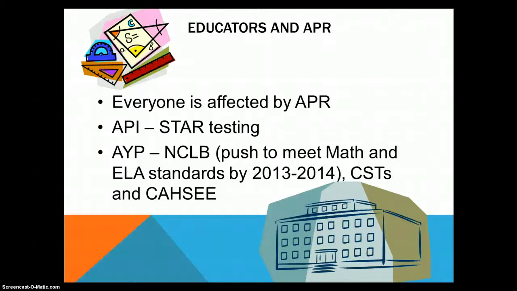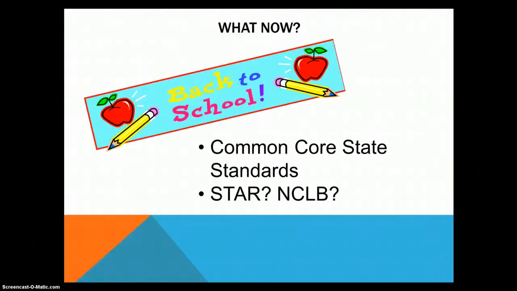Then you have the CSTs and the CASI, which are also sort of a federal and state mandate. So basically the question now is, what's going to happen? With the Common Core state standards, all of a sudden students aren't being compared with other schools who don't have the same situation they do. Now it's about schools improving for their students. A lot of schools don't know if they're doing STAR testing this year, or NCLB.